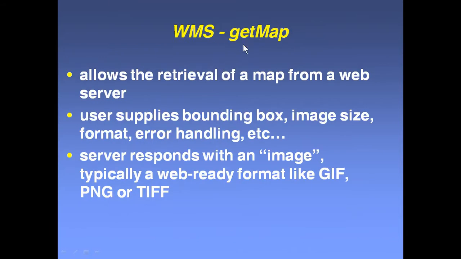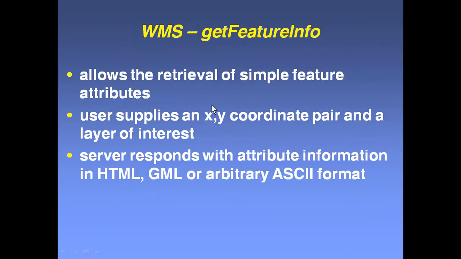And then getMap, we are talking about WMS only right now. GetMap allows the retrieval of a map from a web server. The user supplies the bounding box, which area you want, the image size, the format, the error handling, etc. The server responds with an image, typically in a web-ready format like GIF, PNG or TIFF.